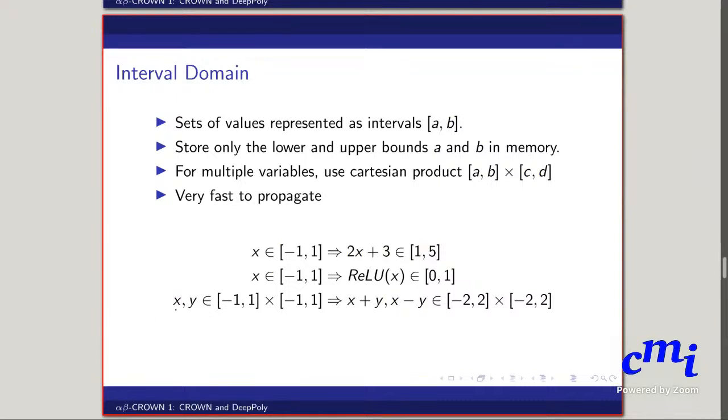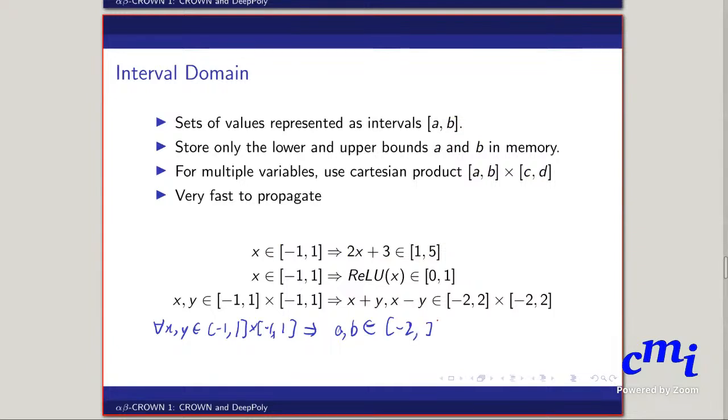We've already shown that for any x comma y in -1 1 cross -1 1, we know that this a comma b will belong in -2 2 cross -2 2. Further, we know that we can't make each of these intervals any smaller. For example, I can't say -1.92, because then I'll miss out something. So we cannot make any of these intervals smaller.